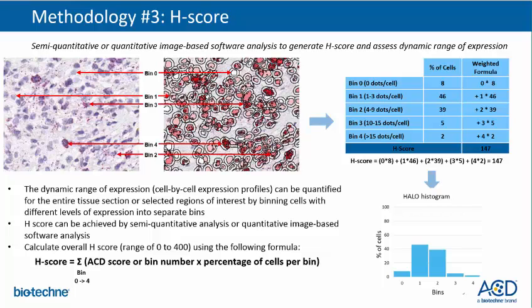The H-score is a weighted formula that will give you one value for the whole section or region of interest, while taking into account the % of cells in each bin. The H-score is derived by multiplying each bin number with the % of cells in that particular bin, and subsequently summarizing all these multiplications across the 5 bins. So for the 46% of cells that fall into bin 1, 46 is multiplied by 1. The overall H-score can range between 0 and 400, and in this specific example, the H-score is 147.